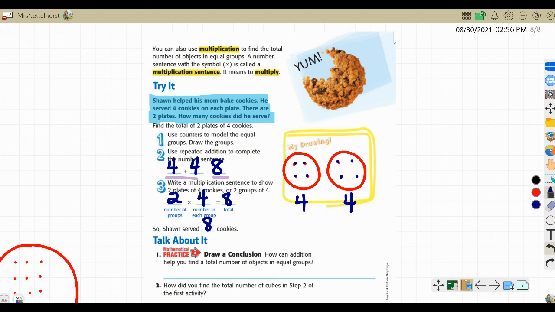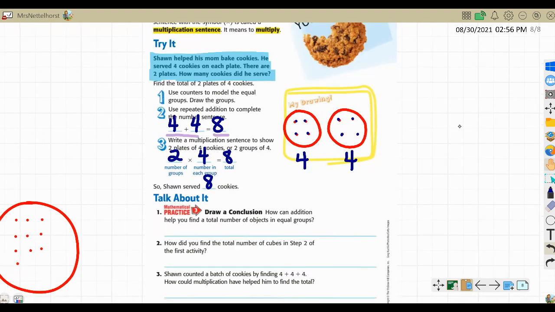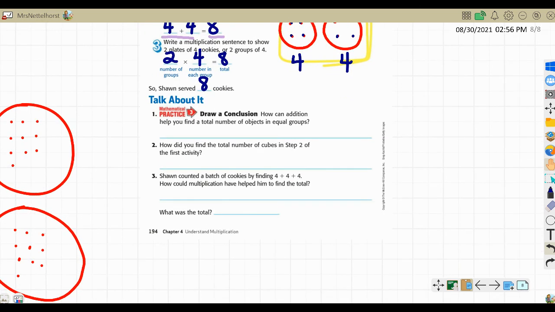Okay, we're going to write some sentences about our math to help us understand it. You do need to write the entire sentence. You need a capital at the beginning and a period at the end. So how can addition help you find a total number of objects in equal groups? Well, we learned up here that we can use repeated addition. We can add the numbers in each group for repeated addition. So let's write that on our paper.